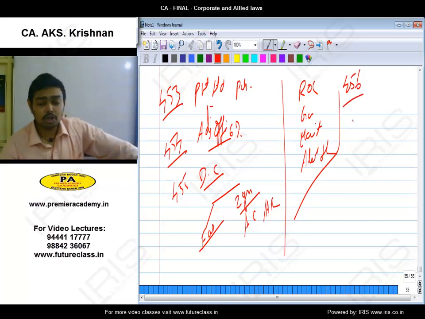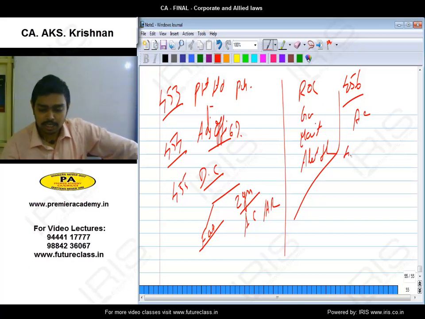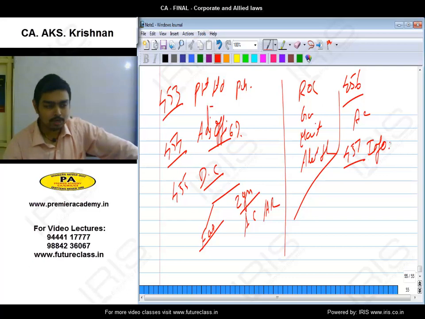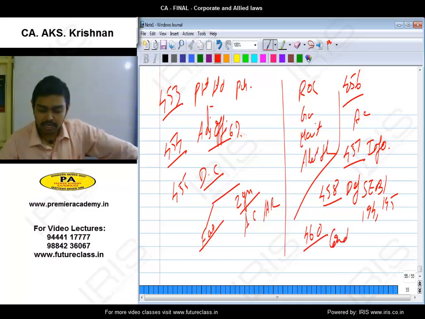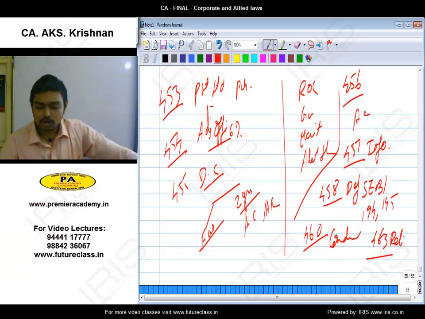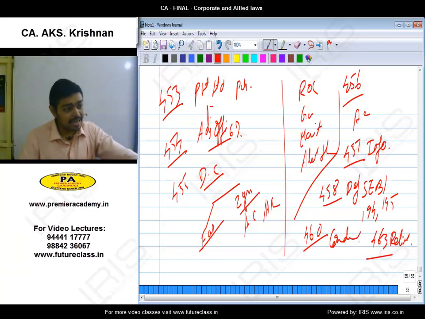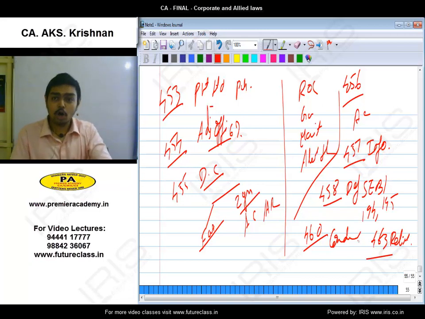Then we have 456. What is that? Good faith. Action done in good faith will be exempted. Then 457, non-disclosure of information. They should not disclose the source of information. Then 458, delegation of power, basically to SEBI. Then 460, condonation of delay. The central government can condone delay. 463, relief. The court can grant relief in cases where imprisonment is optional; once you pay the fines, you will be released.